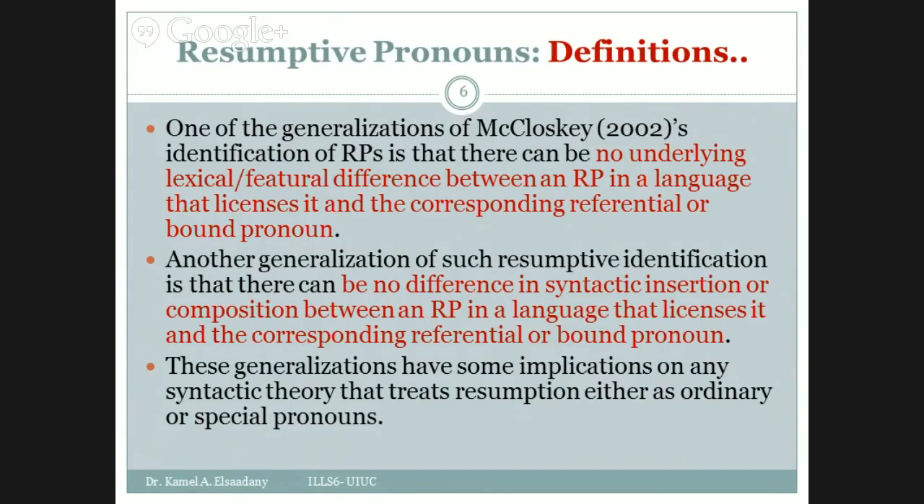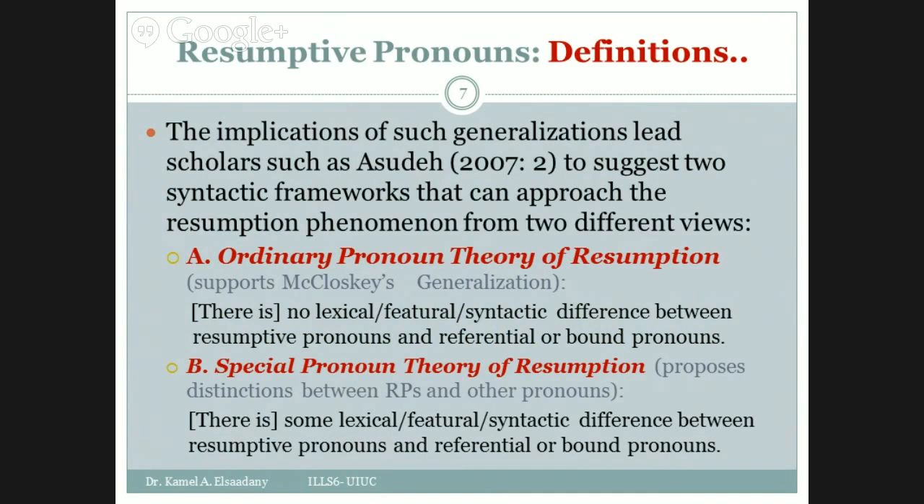The second generalization of such a resumptive identification is that there can be no difference in syntactic insertion or composition between an RP in a language that licenses it and the corresponding referential or bound pronoun that we talked about in the previous slide. These generalizations have some implications for any syntactic theory that treats resumption as either ordinary or special pronouns. From that, we can have two options in order to account for resumptive pronouns.